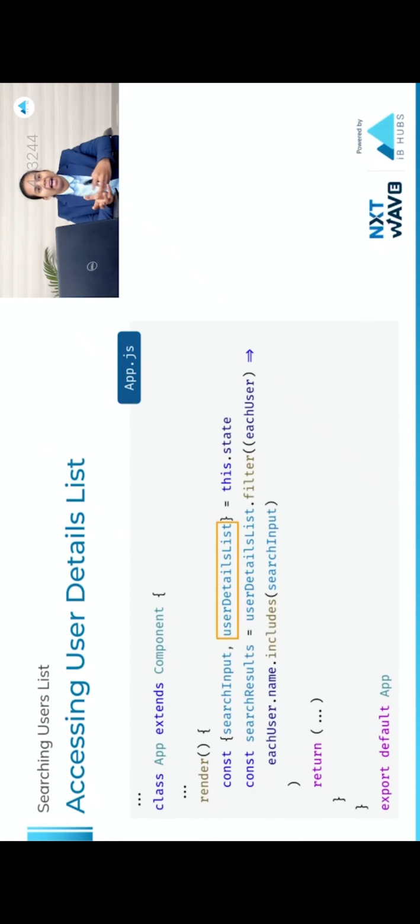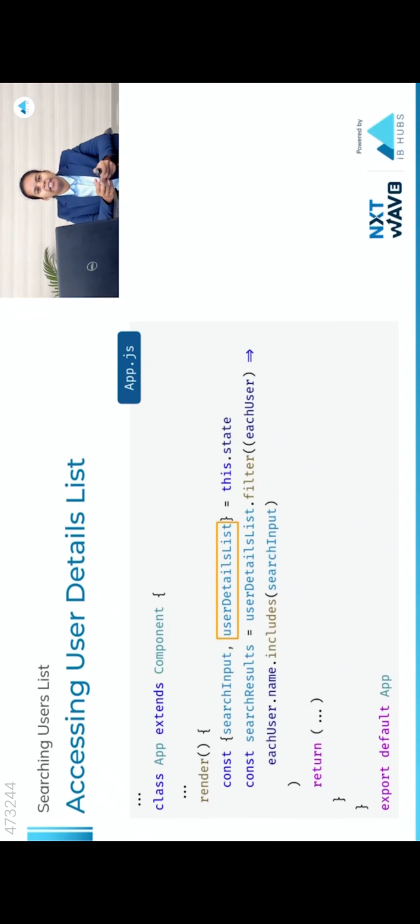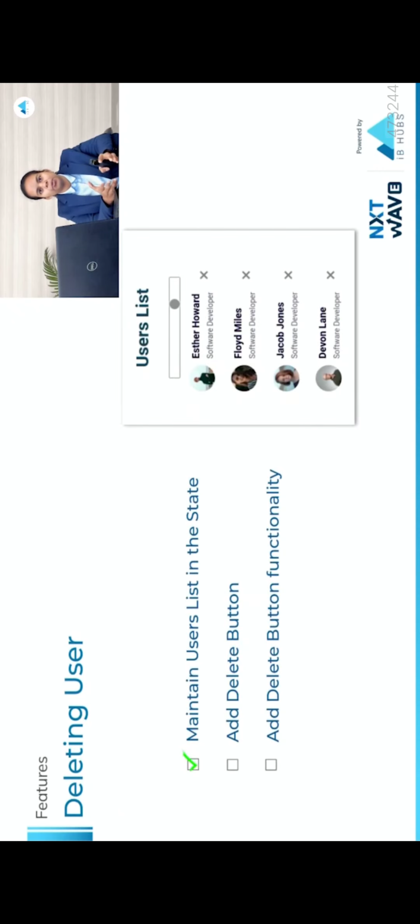Next, we want to access the user details list in the render method. Appropriately, we have to update the UI based on the user details list. So let's access this from the state object. You can see in the render method, using object destructuring, we are accessing the user details list. From the user details list present in the state object, we have to render the entire UI. That's the reason we access this from the state object. Clear? So we are done maintaining the users list in the state object, and based on the users list present in the state, we are rendering the UI.